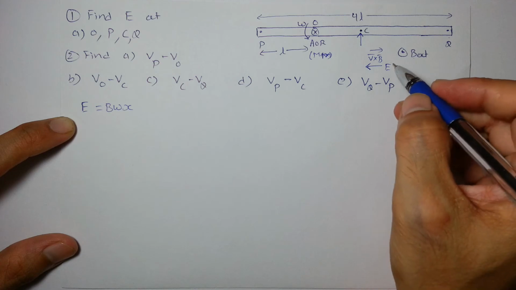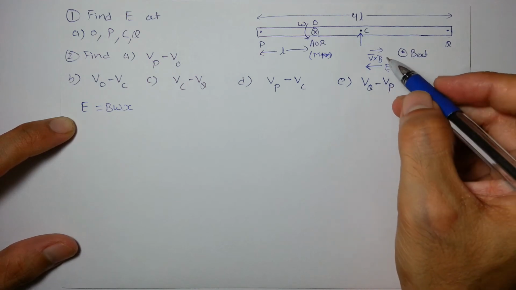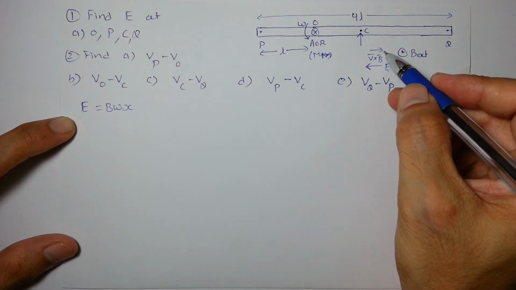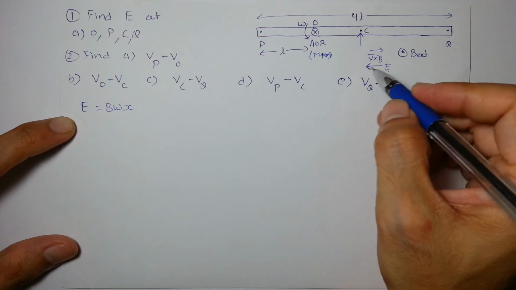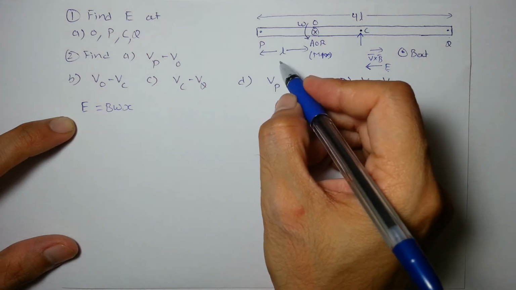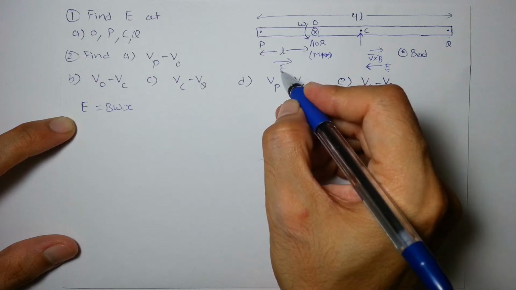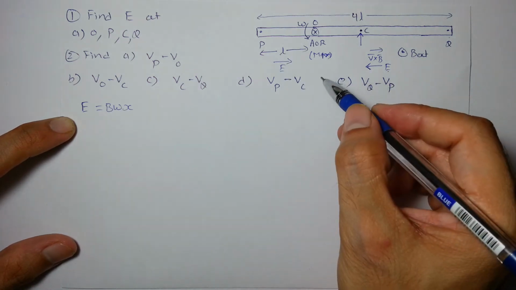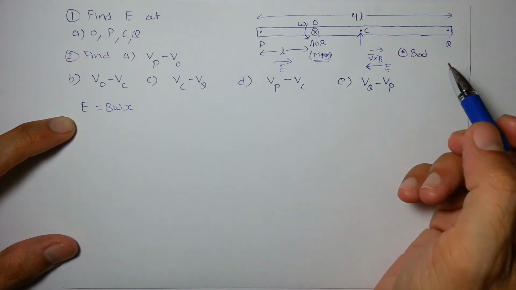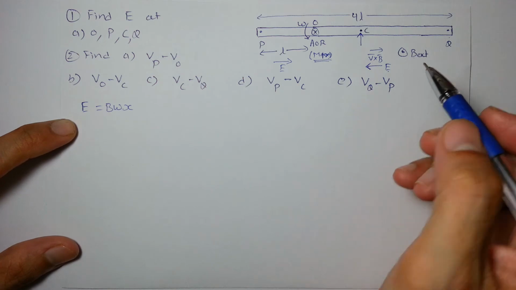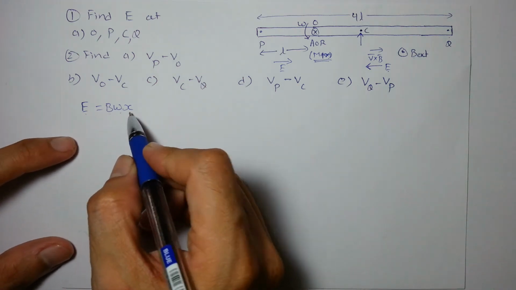Only then will V cross B be balanced by the electric field, or we can say the magnetic force QV cross B will be balanced by the electric force. So the electric field is in this direction, and on this side of the rod the electric field will be in this direction. At all points the electric field will be towards the axis, as the axis has minimum potential. As you move away from the axis, potential will increase. So E is B omega x.